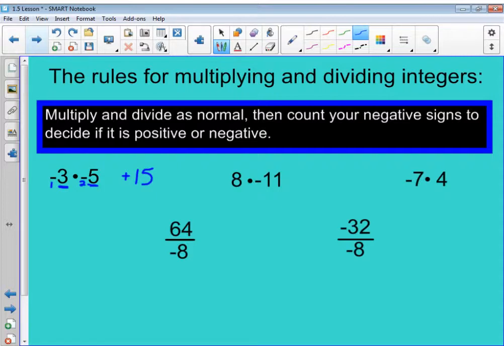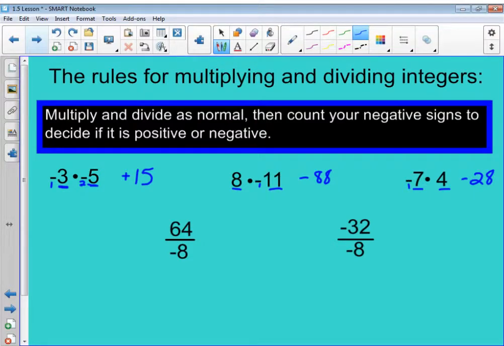In the second example, we would think 8 times 11 is 88. So that's how we're getting our digit. Count our negative signs, there's only 1, so that's an odd number. That makes a negative answer. Then 7 times 4 is 28. We had 1 negative, so that's an odd number, so that's a negative 28.